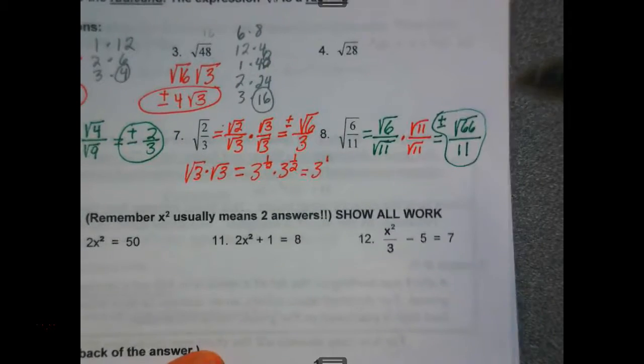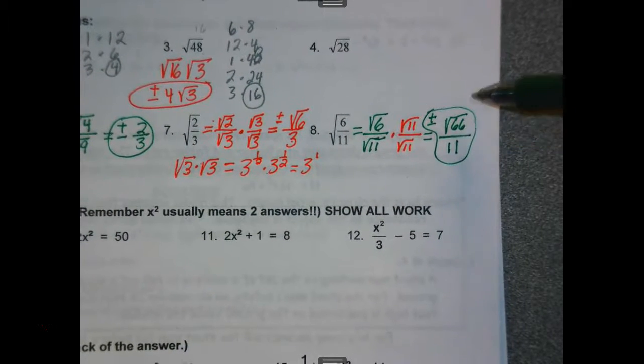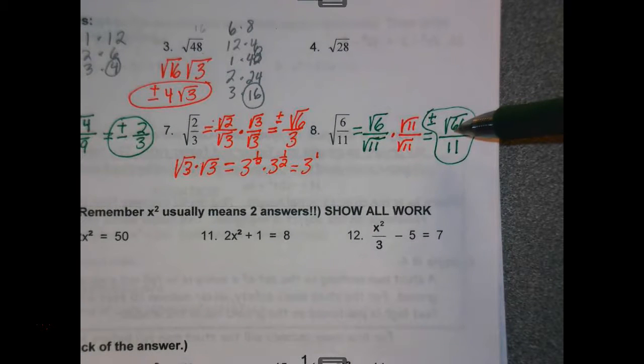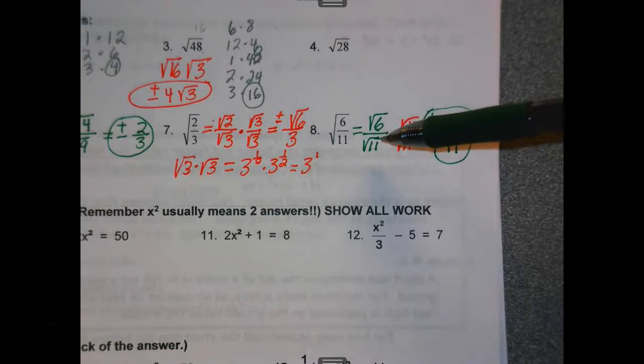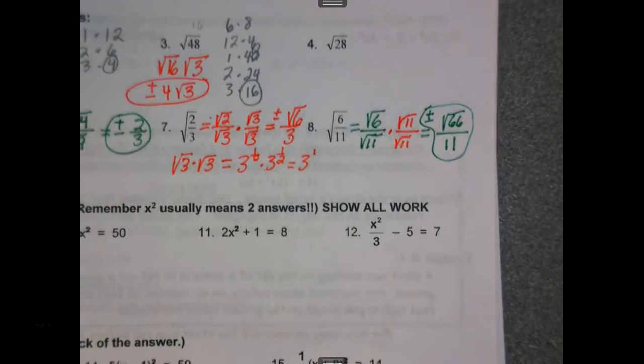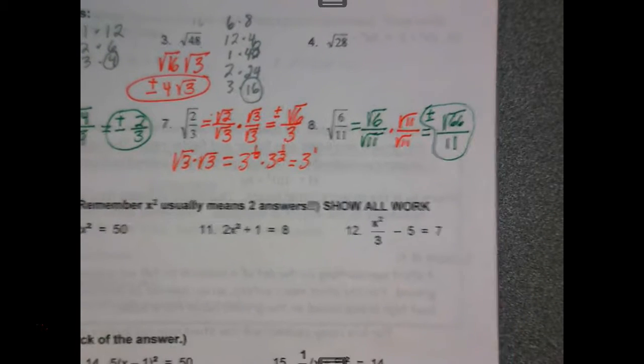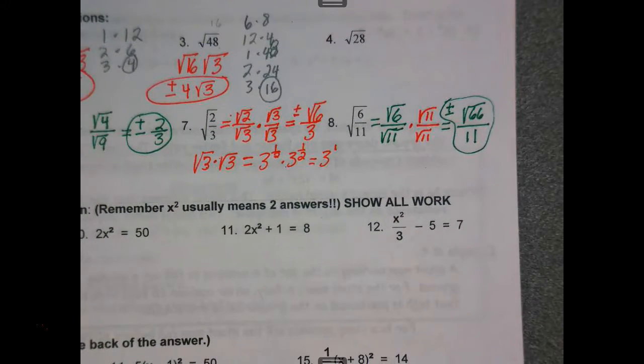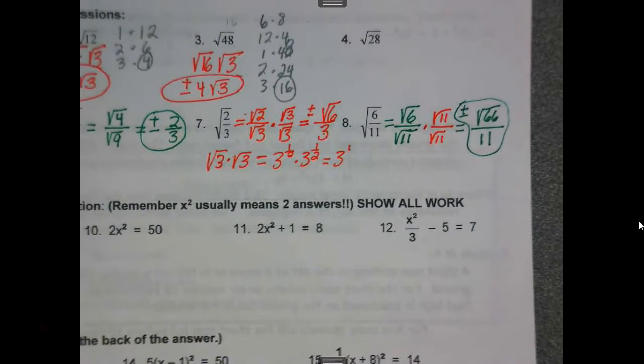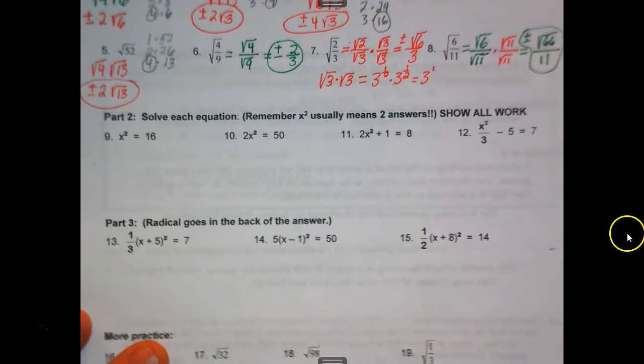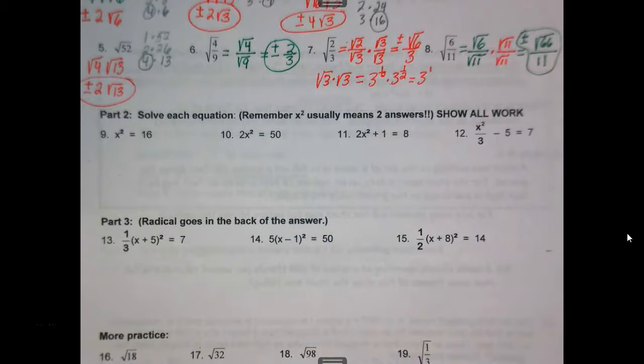Now, here's what's really sucky. It could even be extended more. We can't simplify radical 66, but sometimes you get something where you have to simplify farther in the numerator. That's why a lot of times students get to this point and skip it. Okay, you're asking me, well, what has this got to do with solving quadratic equations, right? Well, the next section, part 2, solve each equation.